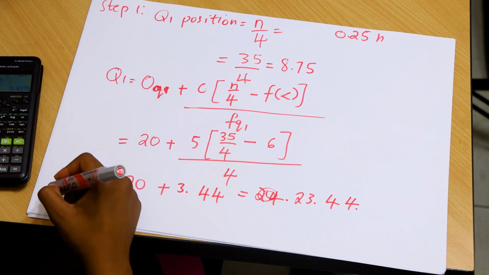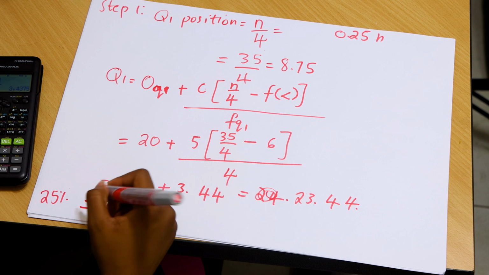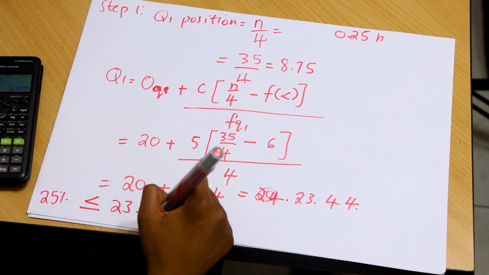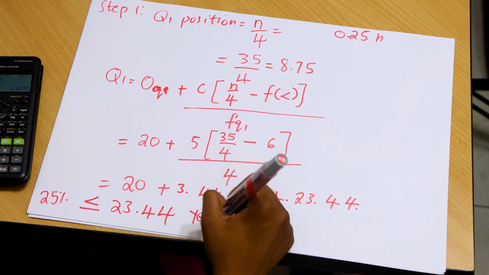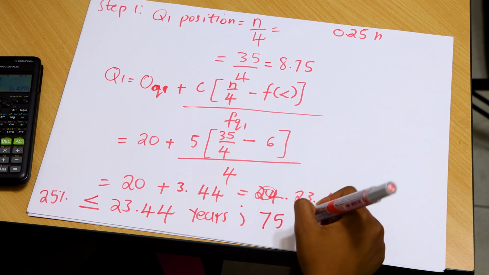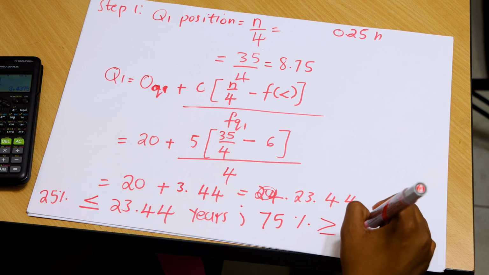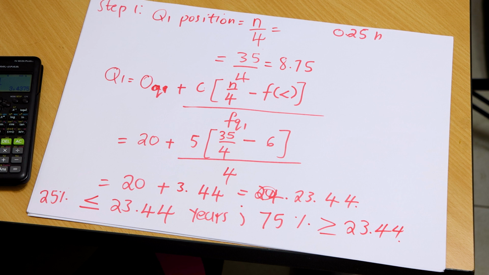And what does that mean? It means 25% of the respondents, the participants, are less than or equal to 23.44 years old, and the other 75% are more than or equal to 23.44. Because remember, the first quartile is the 25th percentile, meaning 25% of the data is less than or equal to that value, and 75% is more than or equal to it. Now let's move to the third quartile.